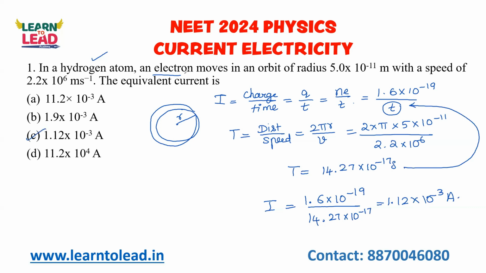So you should know the basic concepts: current is equal to charge by time, charge Q is nothing but N into E, and time taken we know is distance by speed. Here the distance traveled is one complete rotation. It comes under a circular path. So for a circular path, the circumference of the circle is 2 pi r divided by its speed value. Right? Now let's go to the next question.